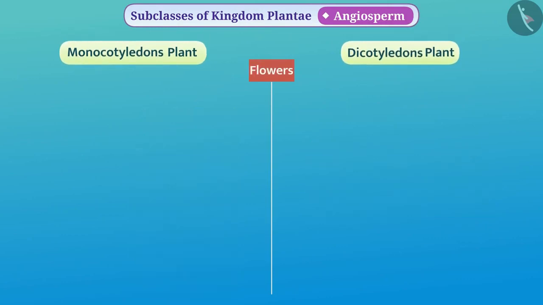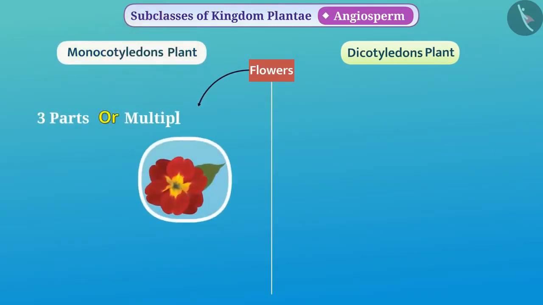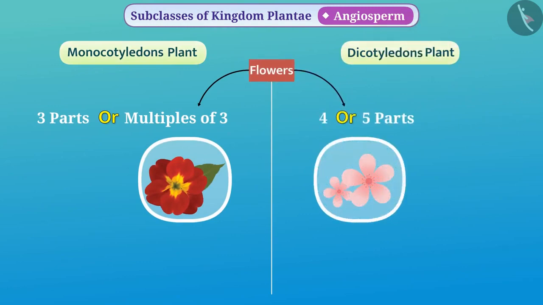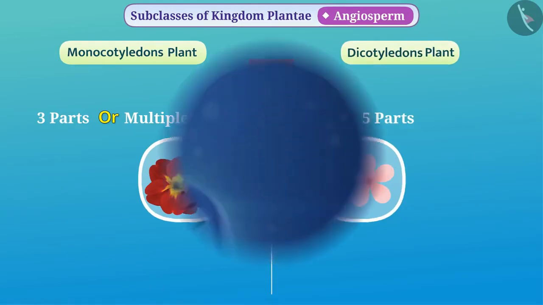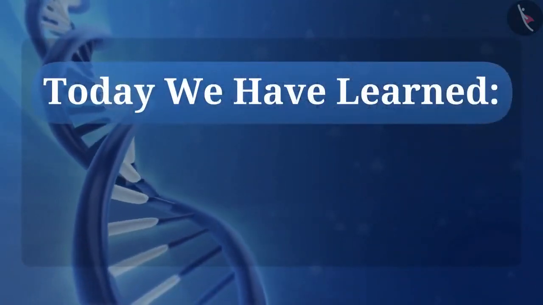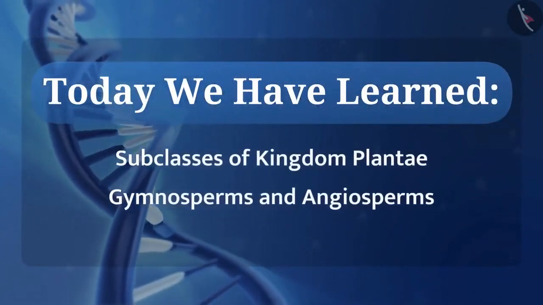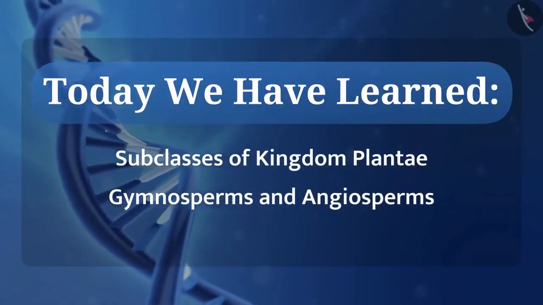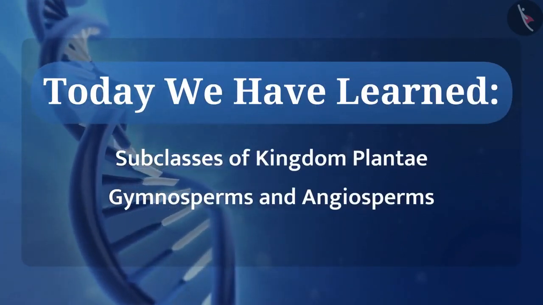Flowers of both types of plants are also different. In monocot plants, flowers are in 3 parts or multiples of 3. Whereas in dicotyledon plants, flowers are in 4 or 5 parts. So, you must have understood Gymnosperms and Angiosperms very well. Today we have learned about subclasses of kingdom Plantae, Gymnosperms and Angiosperms.